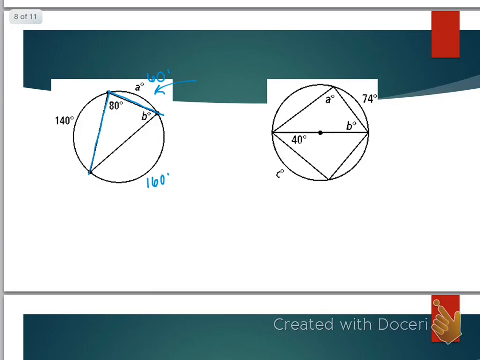I can cut that in half to get this little angle here. So that's going to be 30, and then I have a triangle. So if I do 80 plus 30, subtract that 110 from 180, B is going to be 70.